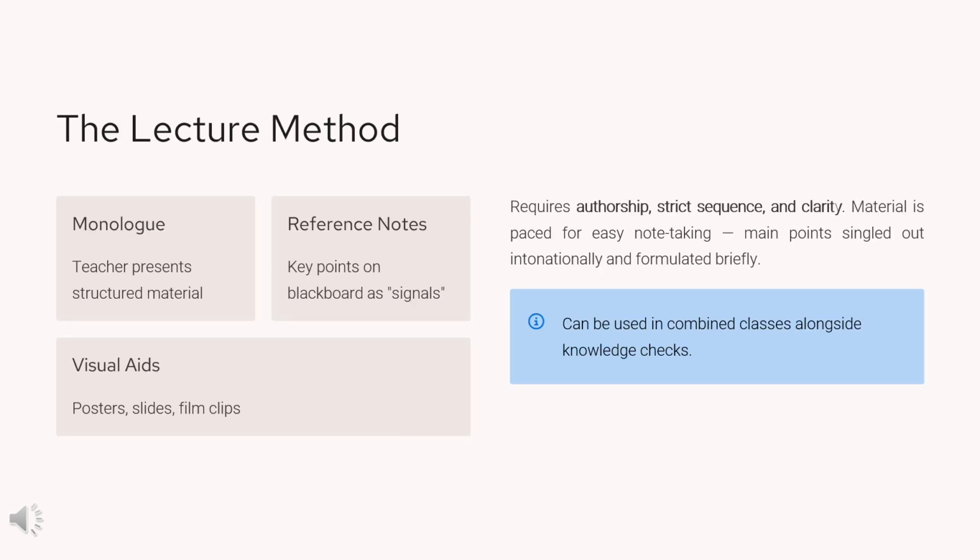The presentation then turns to the lecture method as one of the principal informational forms. The lecture is characterized as a monological presentation of structured material. The slide also points to the importance of reference notes, visual aids, and a carefully controlled pace that allows students to take meaningful notes. Several requirements are especially important here: authorship, strict sequence, and clarity. In addition, the lecturer should mark the main ideas intonationally and formulate them briefly. Therefore, the lecture method is effective when it combines structure, emphasis, and pedagogical precision. It may also be integrated into combined classes together with checking of knowledge.